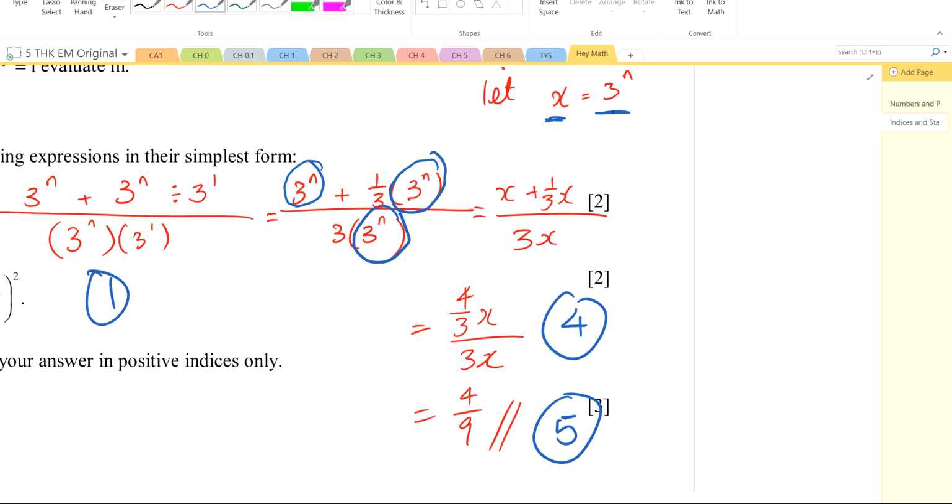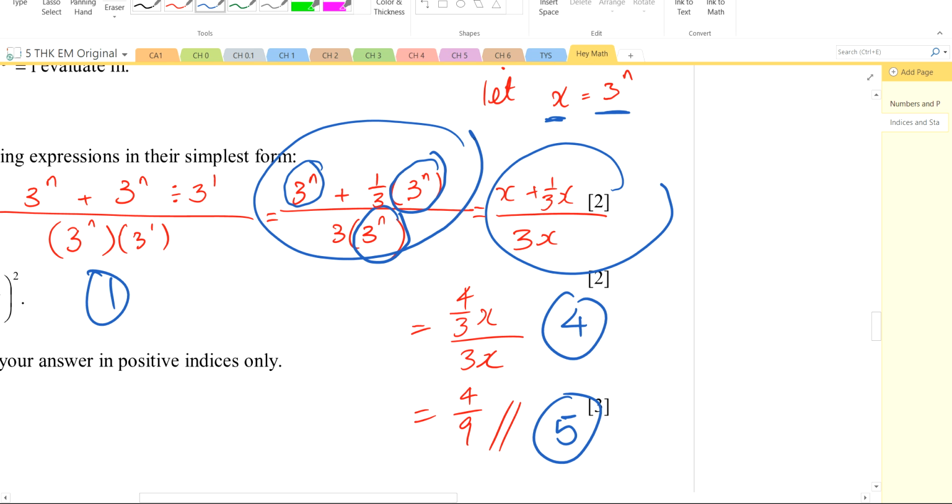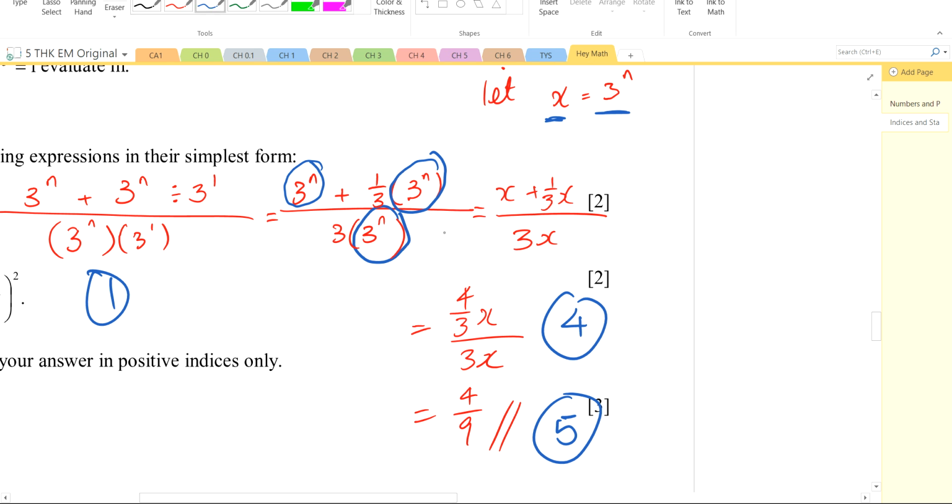Since they are the same thing, let me simplify it a little bit. I let x be equal to 3 to the power n. If I let it be equal to x, I can simplify it to become x plus 1/3 x divided by 3x. Is this simpler to do? Yeah. So the n, all the 3 to the power n have become x already. I simplify it that way.